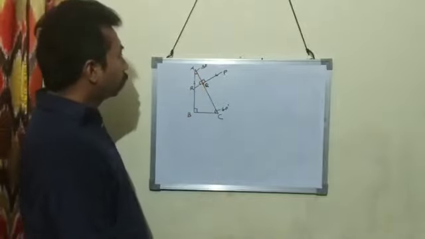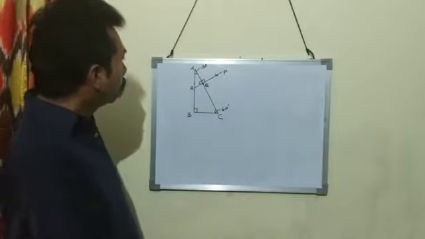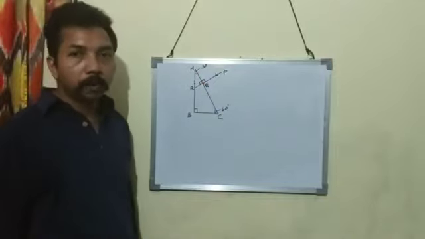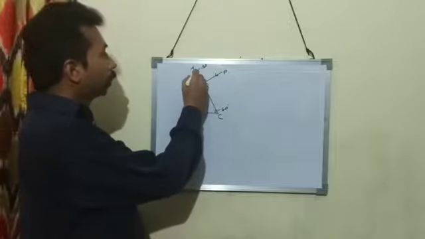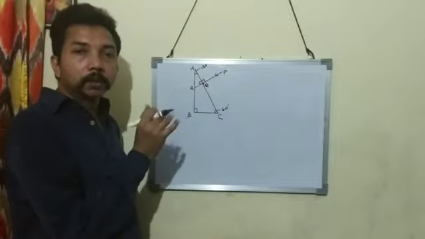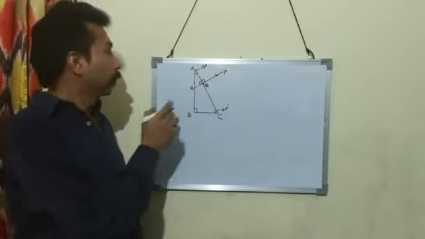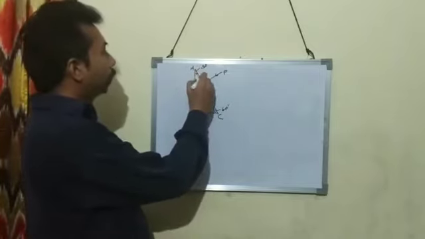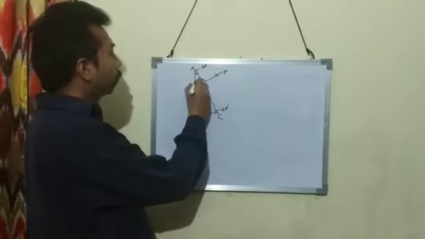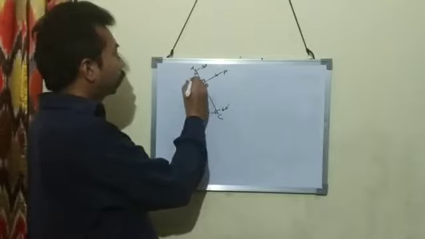Now what is the magnitude of angle ARQ? In triangle ARQ we will apply the angle sum property. The sum of the three angles of a triangle is 180 degrees. So angle ARQ will come as 180 minus (90 plus 30), that will come as 60 degrees.